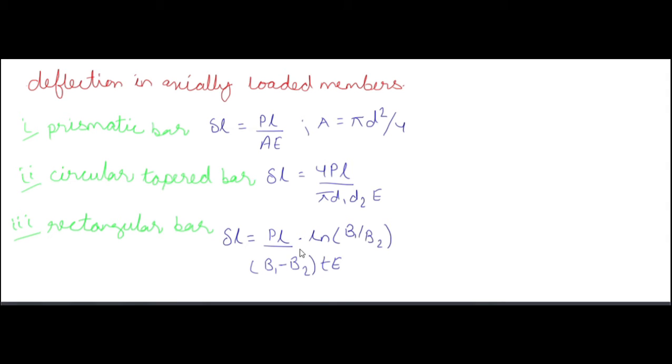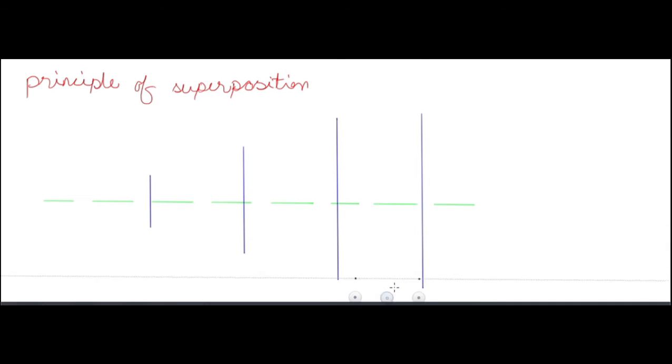So in case of a rectangular tapered bar, we have delta L is equal to PL by (B1 minus B2) into T into E into ln B1 by B2. Now, this delta L is the elongation that we are computing, but if you are asked for the strain, then the strain will be delta L by L. Elongation has a unit of meter, but strain is a non-dimensional quantity.